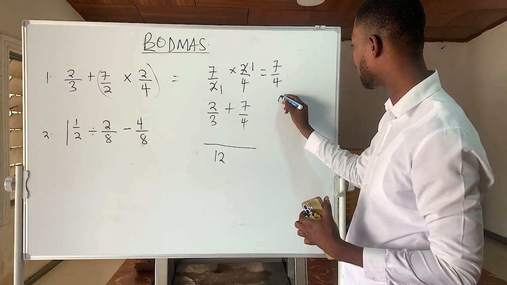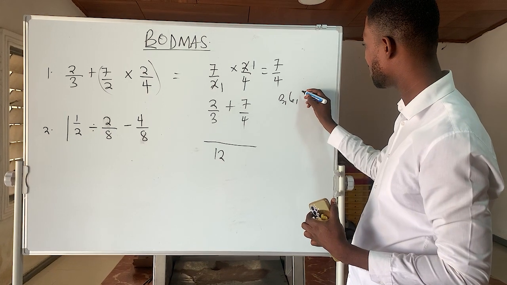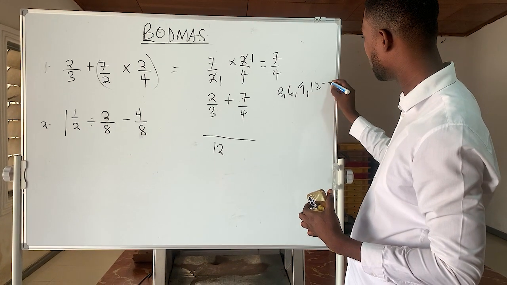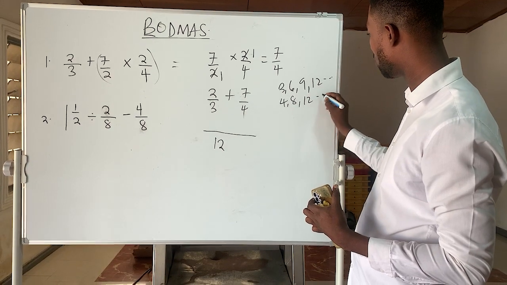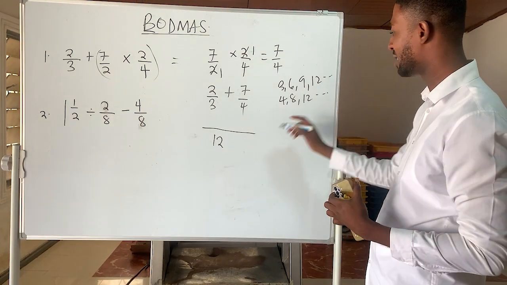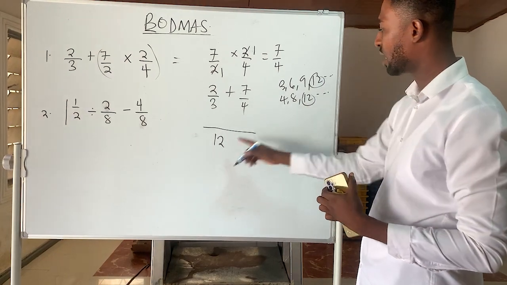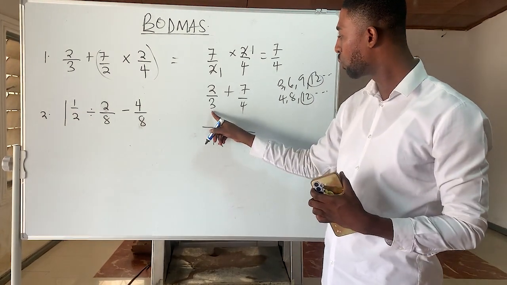So the multiples of 3 are 3, 6, 9, 12. The multiples of 4 are 4, 8, 12. So the lowest common multiple, which is the LCM, is 12. That's why we have 12 here.